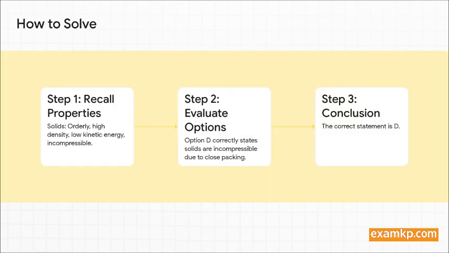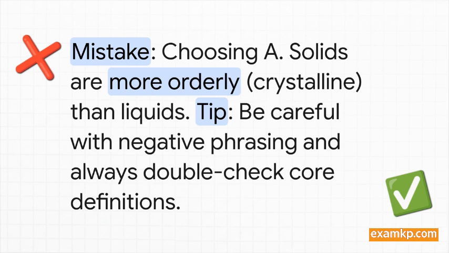D is our answer. I've seen a lot of students get mixed up and choose A, but you have to remember that crystalline structure of solids is the very definition of being orderly. So here's a good general tip for multiple choice questions. Always be careful with statements that use words like less or not, and when in doubt, go back to your core definitions. They are your anchor.